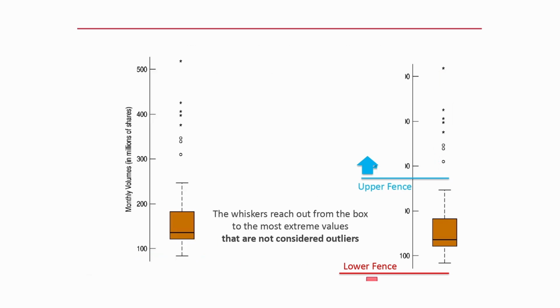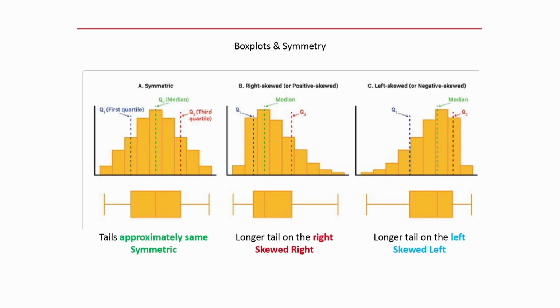Now the upper and lower fence will also help determine where the whiskers are going to go, because the whiskers are going to reach out from the box to the most extreme values that are not considered outliers. So the points that are furthest away from the box, but within the upper and lower fence. I've attached these 3 box plots at the bottom to 3 histograms at the top to show you how shape and center play a role here.